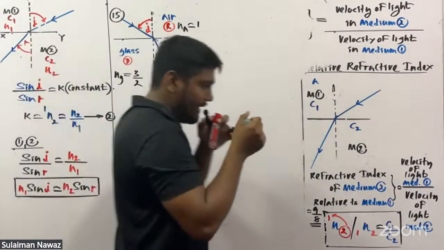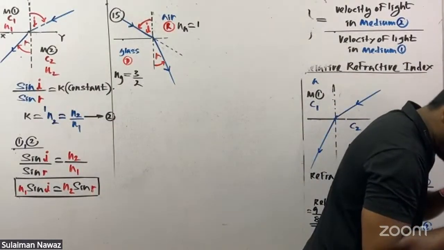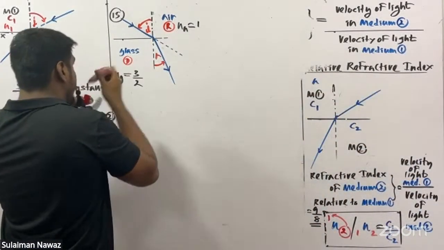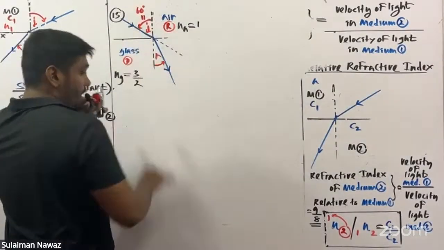Then simple. They have given the incident angle is 60. I is 60. I want to find the R value. I angle is 60 degrees. How do you find R?